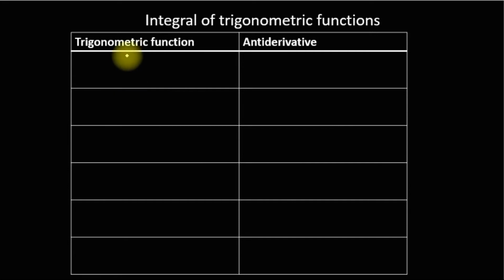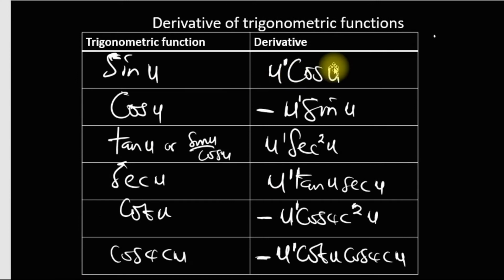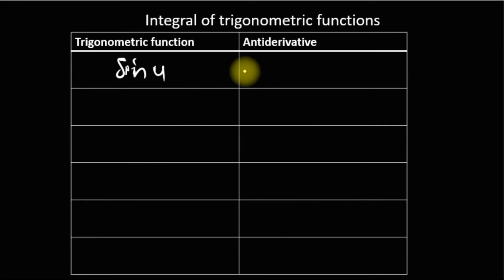So here now, if you integrate sine u, remember when you differentiated cos u, it gave us minus u prime sine u. So if you integrate sine u now, it is minus cos u over u prime. So this is now minus cos u over u prime.